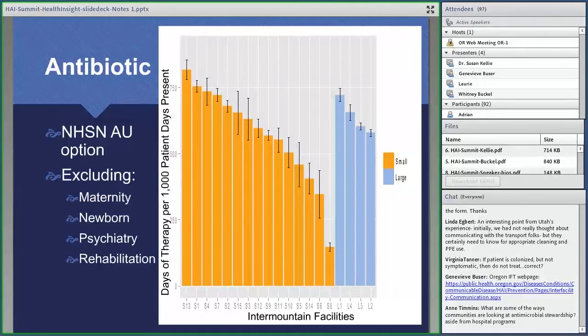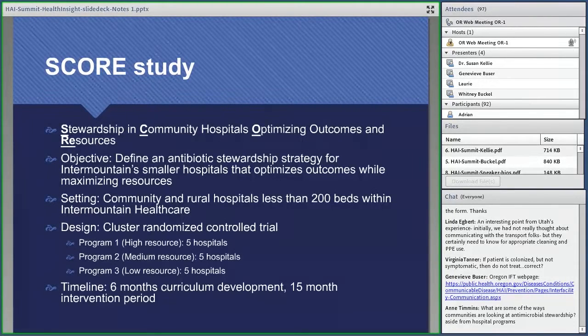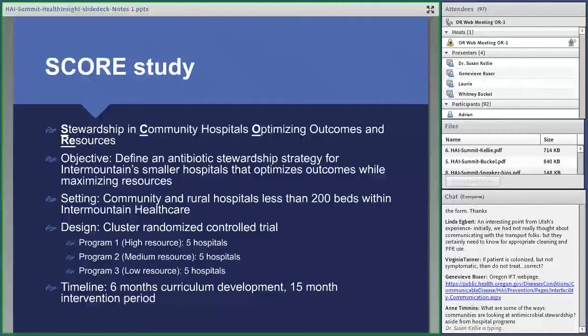So the main section today is talking about the SCORE study. So what do we do with the SCORE study? This is stewardship in community hospitals, optimizing outcomes and resources. Because the majority of hospitals in the U.S. are less than 200 beds, and we want to know how to do stewardship in them as well, our objective was to define an antimicrobial stewardship strategy for Intermountain smaller hospitals that really optimizes outcomes while maximizing resources.